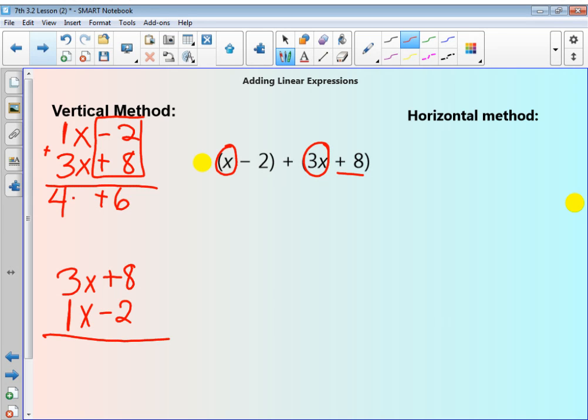gives me 4, and I'm just going to go ahead and put my x. So I got 4x plus 6. Now, that could also be written out as 6 plus 4x had I had them rearranged, but I chose to keep them in the same order that they were stated in the original expression.